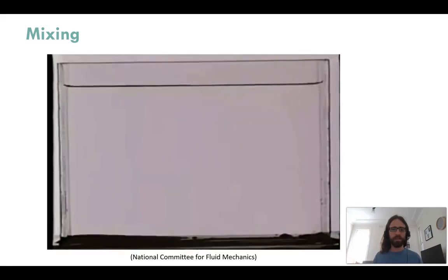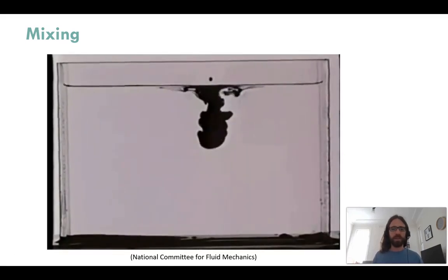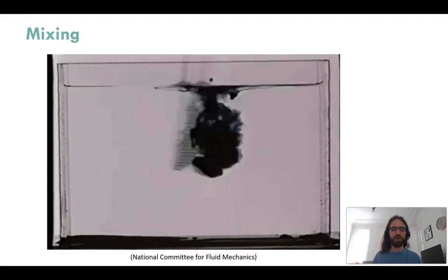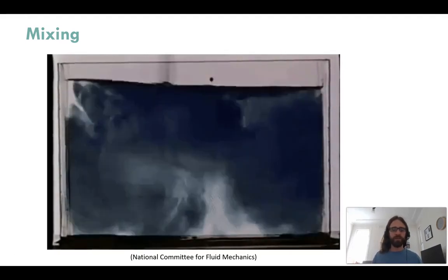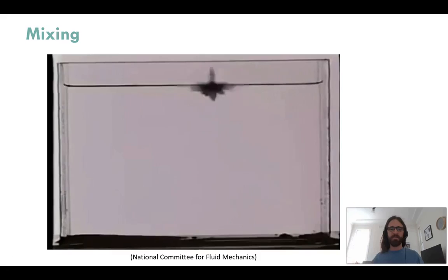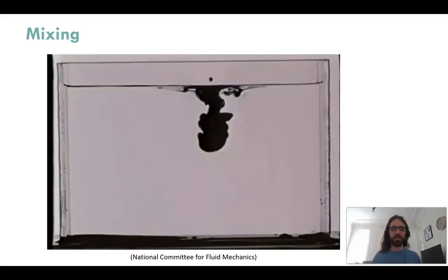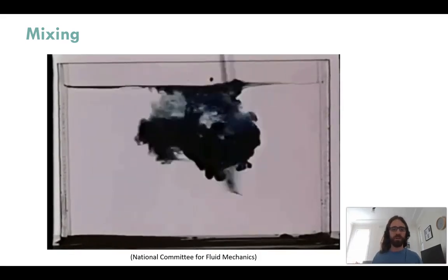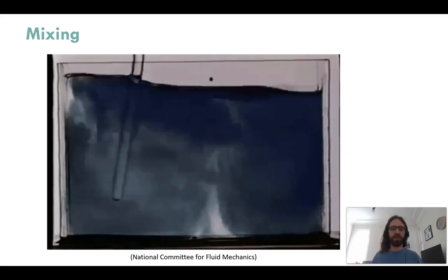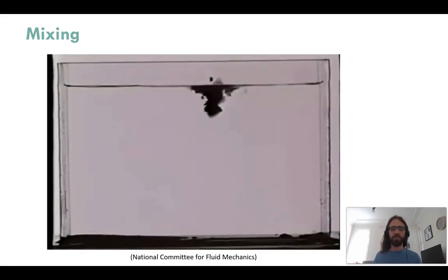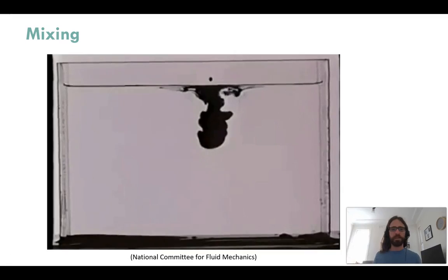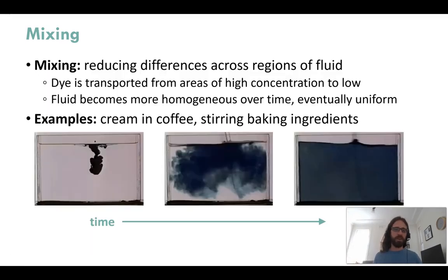In this particular clip, you can see dye being dropped into a tub of water, and then it is being stirred vigorously, and this dye is being distributed across the entirety of this water. Initially there's a clear distinction between the dye and the water, and eventually there's no more distinction left. Based on what we're seeing in that video, what we can perhaps say about mixing is that this is a process that is reducing differences across different regions of a fluid.